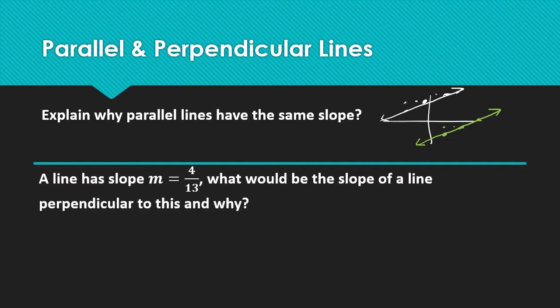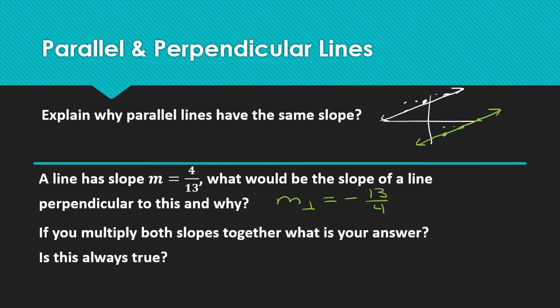So if we have a line with slope of 4/13, what would be the slope of a line perpendicular to this? Well, we learned about opposite reciprocals, but if you think about it, the slope of the perpendicular line would have to have the opposite sign, because if one of your lines has a positive slope, in order to be perpendicular, another line would have to have a negative slope. And then we'll take the reciprocal of this number. So it would be -13/4.